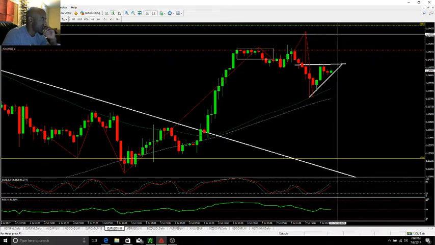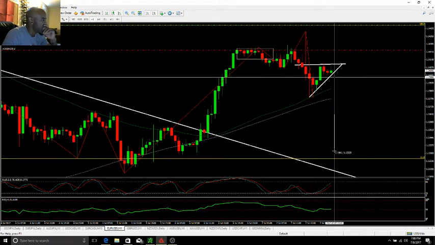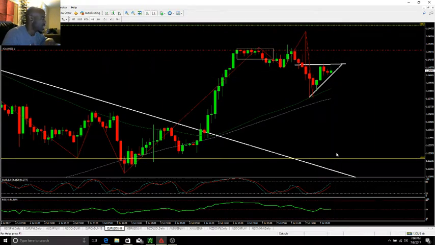Top side, I have that resistance level, so downside is kind of the play that I want to go for on the euro here, especially with the dollar being a little bit more bullish than I was expecting. We might see that push up and then start to roll its way down to the downside.